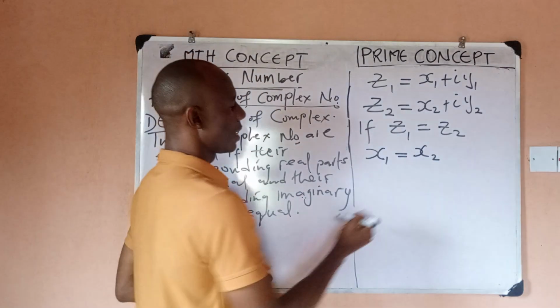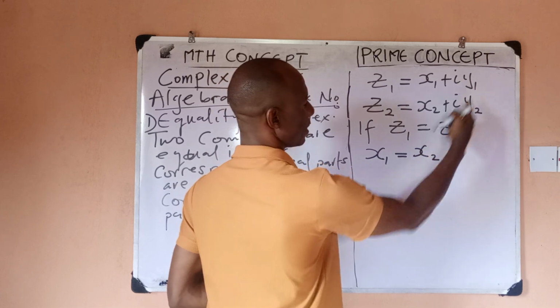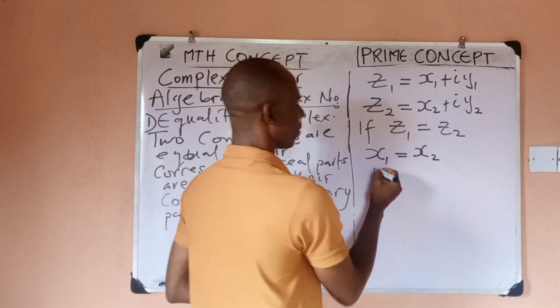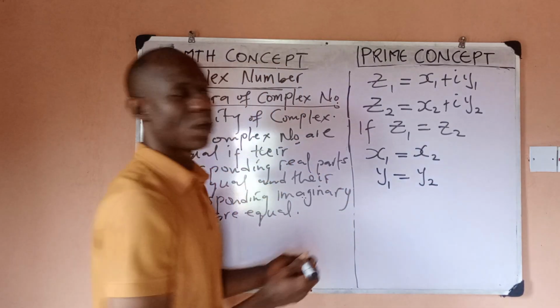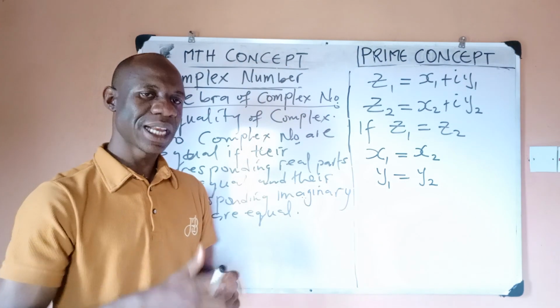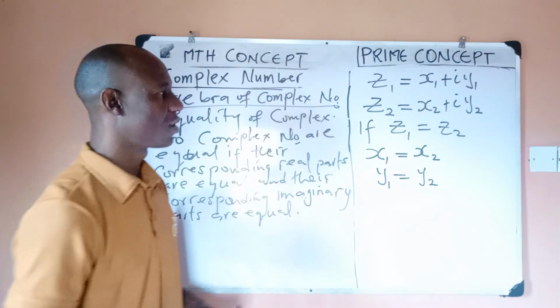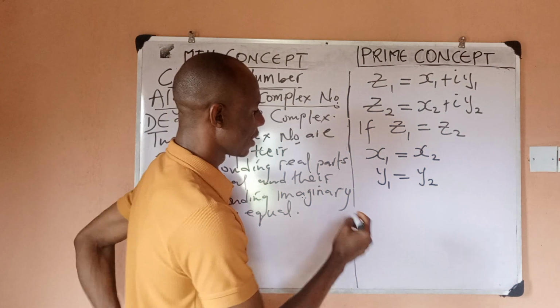In the same way, for their imaginary parts: the imaginary part here is y1, and the imaginary part here is y2. So y1 is also equal to y2. That is what this equality concept simply means. Let's take an example to help you understand the application of this, and later we'll see further applications.